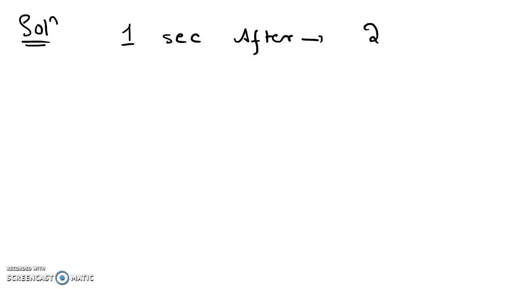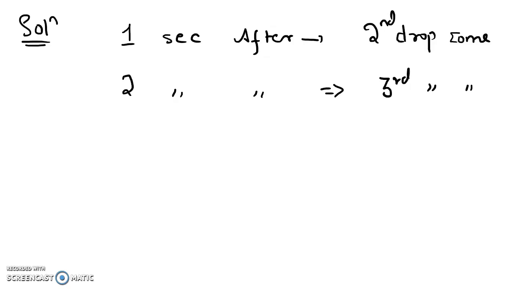Let's come to the solution. One thing you can think about: when does the first drop come out? In 0 seconds. And the second drop comes out after 1 second, and after 2 seconds the third drop comes. Okay, so there are 5 seconds. We are asking about the situation after 5 seconds.